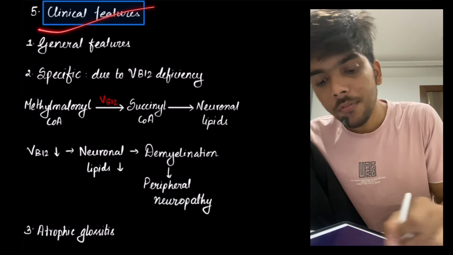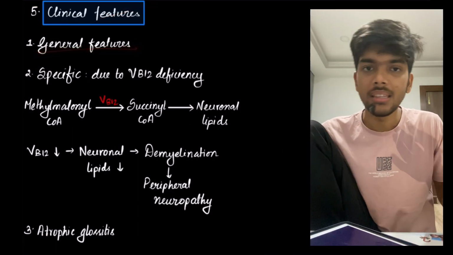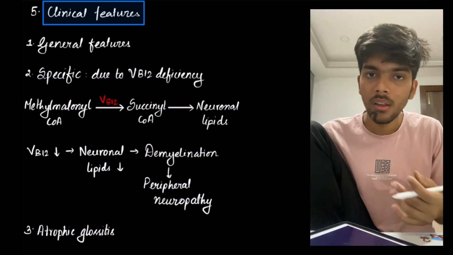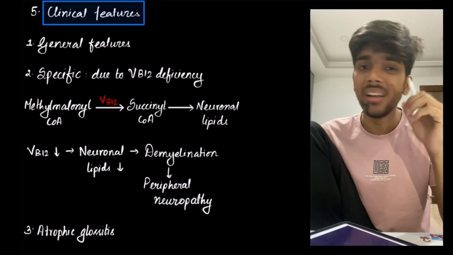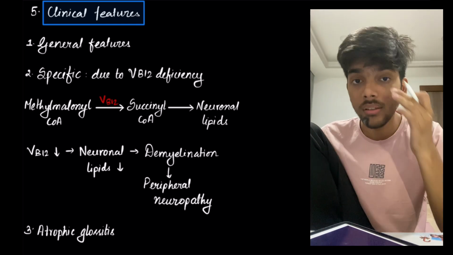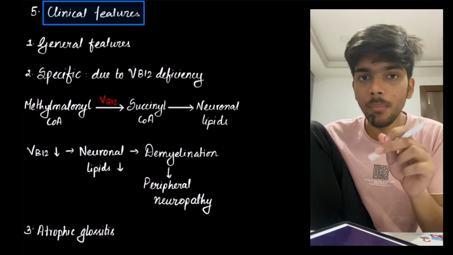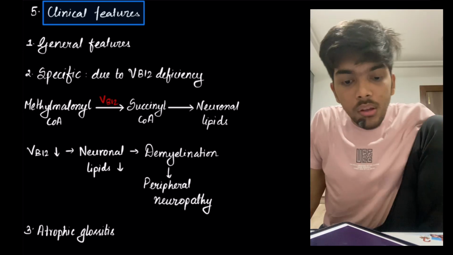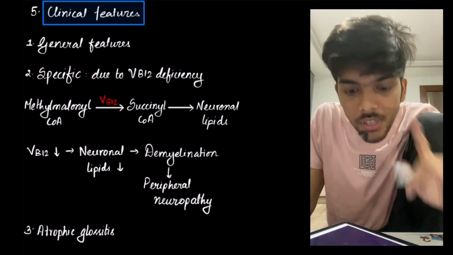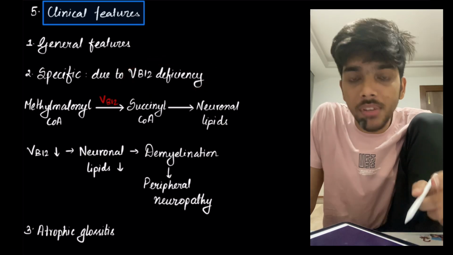Okay, clinical features. You have your general features like lethargy, weakness, muscle pain, in old age angina, heart failure, intermittent claudication, pallor in conjunctiva, nail bed, skin, tongue, and palm. That's general. Along with that, you have specific clinical features due to vitamin B12 deficiency.